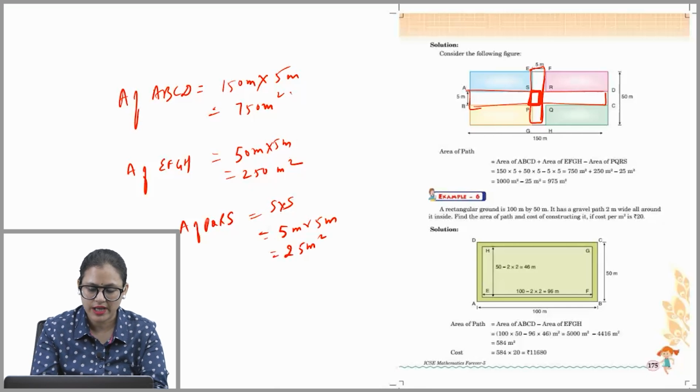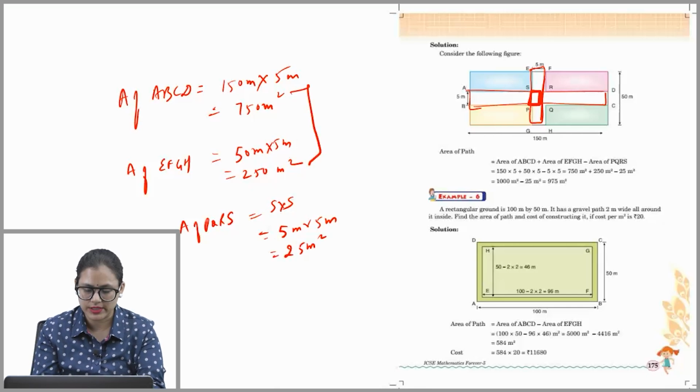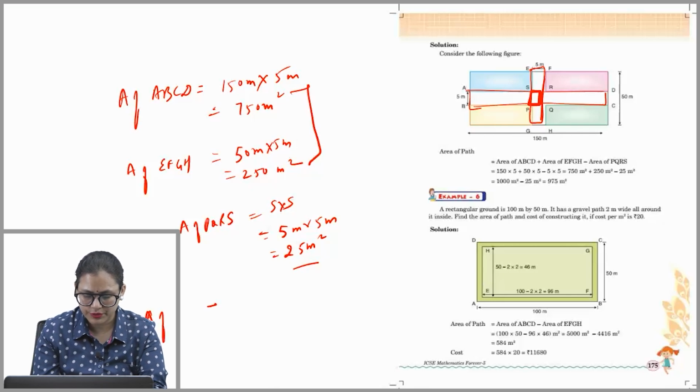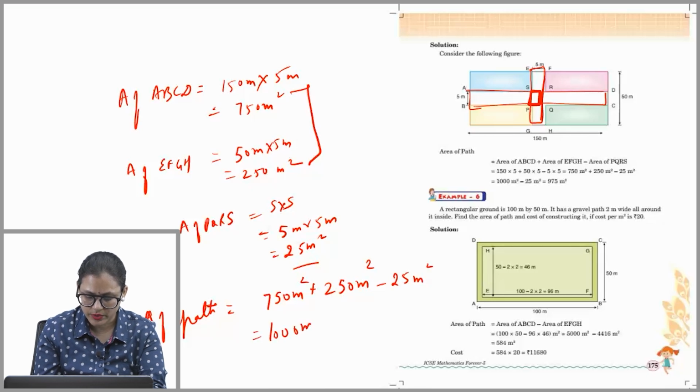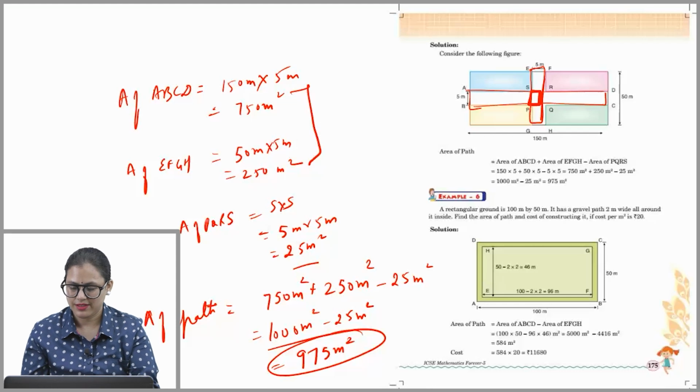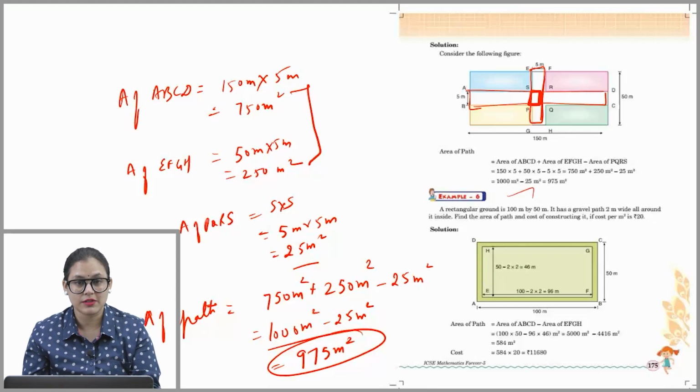Now we will add these two areas and then we will subtract this one. Now we will write area of path. 750 meter square plus 250 meter square minus 25 meter square. 1000 meter square minus 25 meter square. So the answer is 975 meter square. Right. Similarly, you will do example 6 also.